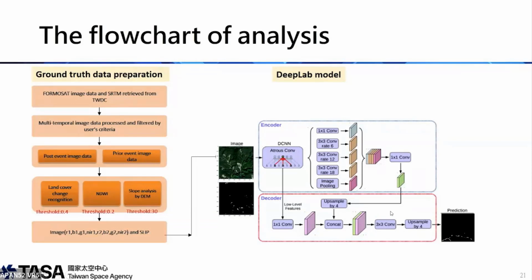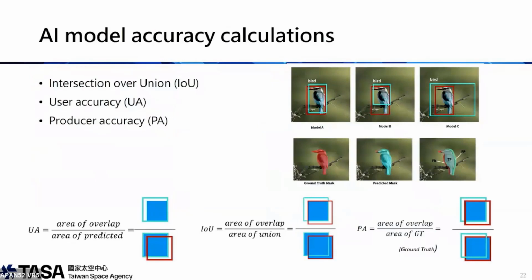So all the training data combined with the ground truth labeling can be used for DeepLab model training. Here is the structure of the model. After the AI model has been well trained, it can be used on other image data for landslide detection. And after the prediction part, we will use the ground truth also produced by the SLEEP model for the AI model validation of the performance and the accuracy. This is the accuracy calculation. Most of the time, if the accuracy is higher, it means the performance of the AI model is better.